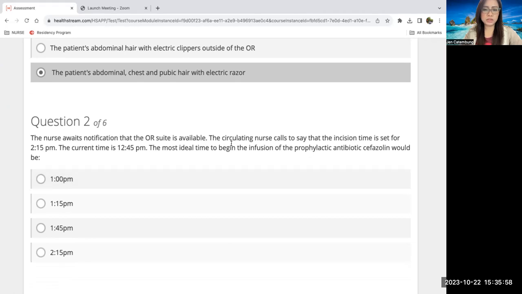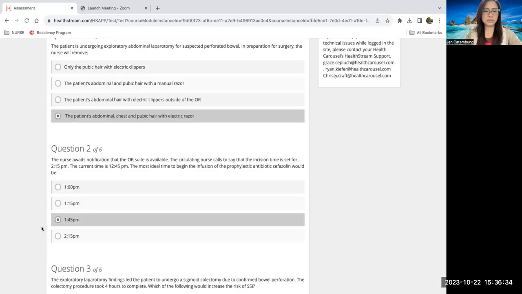The nurse awaits notification that the OR suite is available. The circulating nurse calls to say that the incision time is set for 2:15 p.m. The current time is 12:45 p.m. The most ideal time to begin the infusion of the prophylactic antibiotic cephalosporin would be, so what is the peak of cefazolin? Is it 30 minutes? So it should be 1:45 p.m.